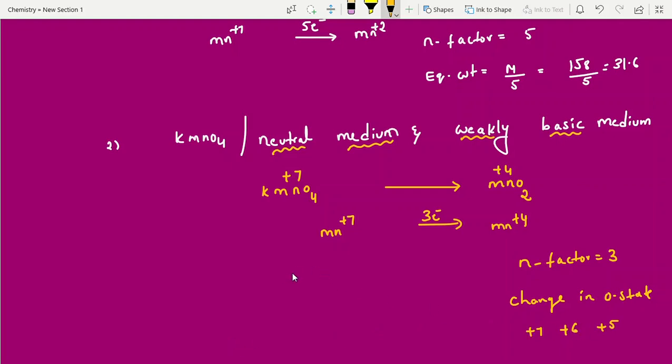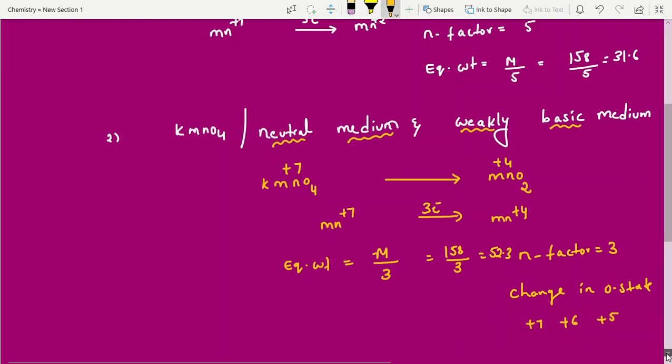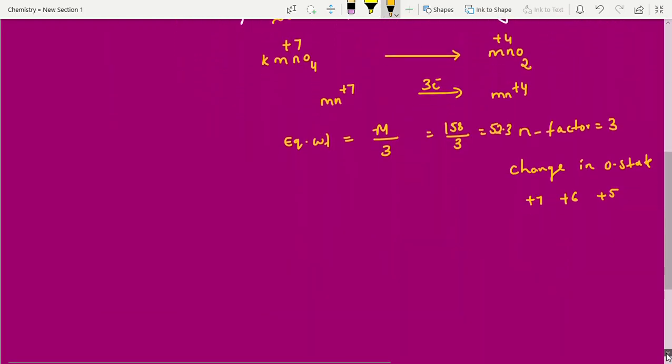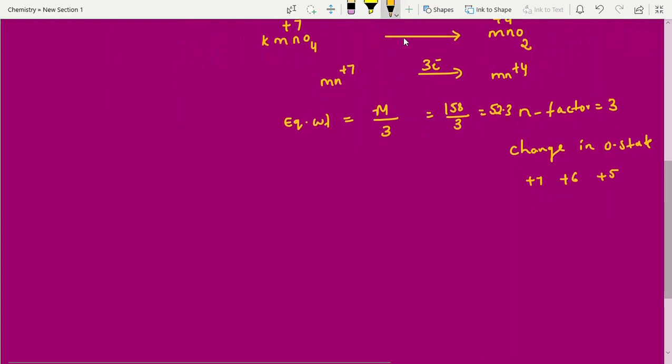Now here calculate the equivalent weight. Equivalent weight equal to M by 3. What is M? The molecular weight of KMnO4, by 3. So you will get your answer 52.3. Clear, students? Like this we are going to calculate. Very important question. Now next one.